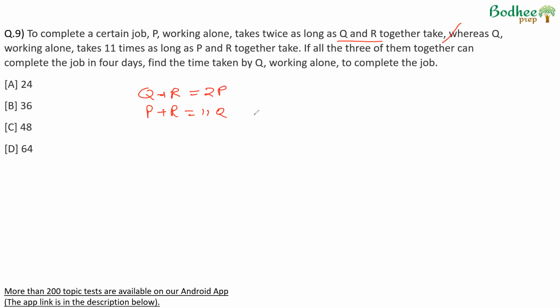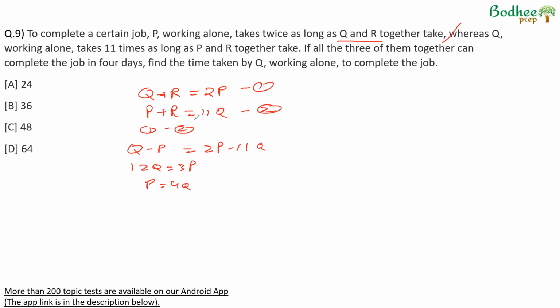If all three of them together can complete a job in 4 days, find the time taken by Q. From here, if you subtract equation 1 from 2, Q minus P, R minus R cancel, 2P minus 11Q, 12Q is equal to 3P, P is equal to 4Q. First of all, this is what we get. P is equal to 4Q.